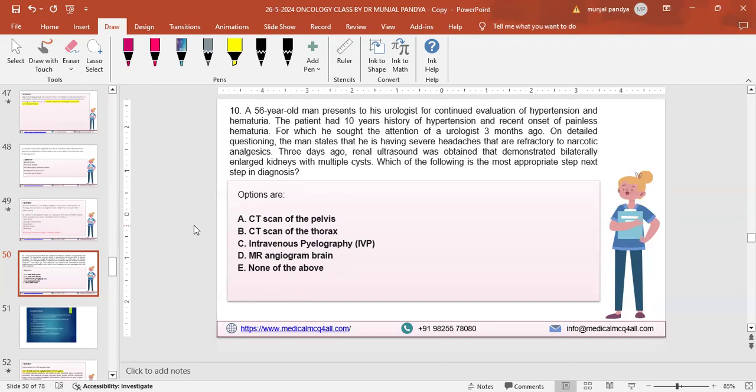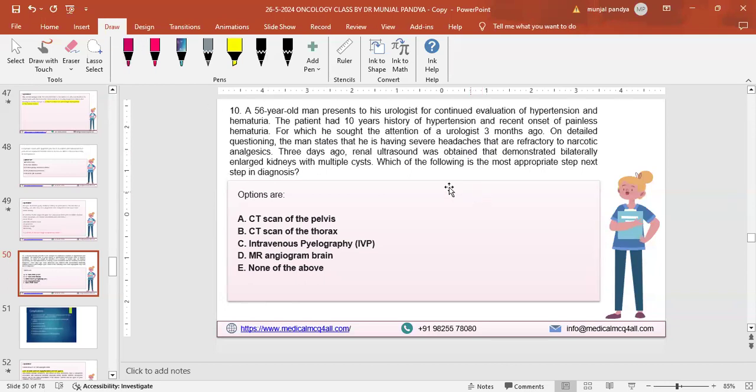Which of the following is the most appropriate next step in the diagnosis? CT scan of thorax and pelvis, intravenous pyelogram, MR angiogram of brain, none of the above. First of all, understand what is the diagnosis of this patient. Yes, anyone can tell me what is the diagnosis of this patient primarily?